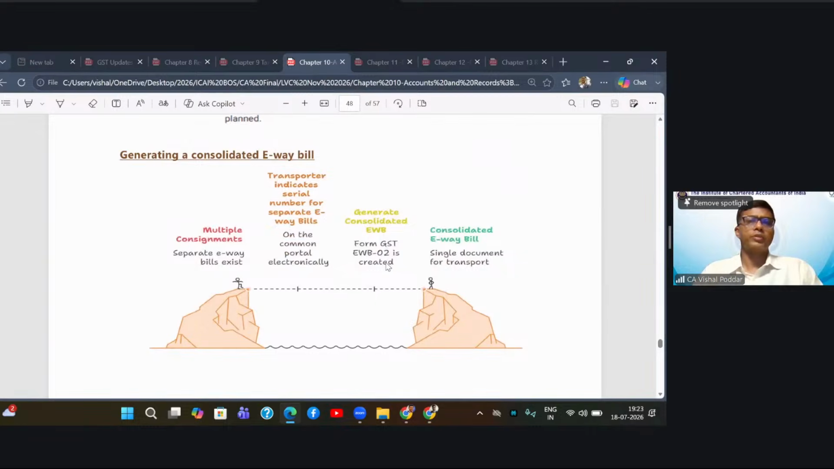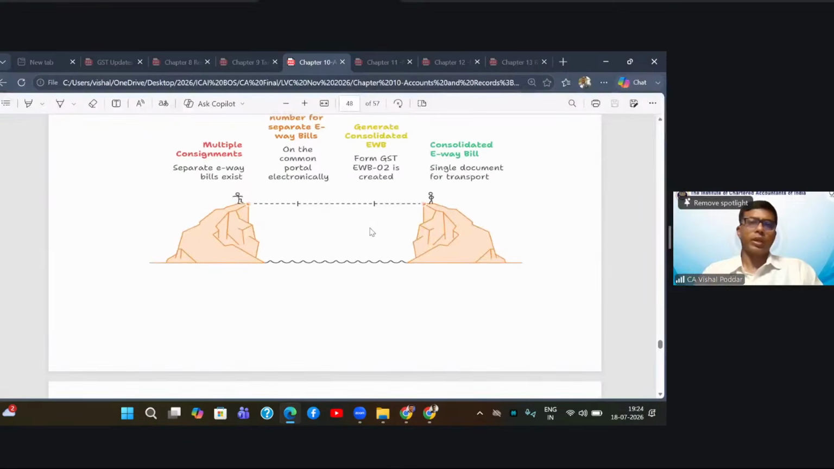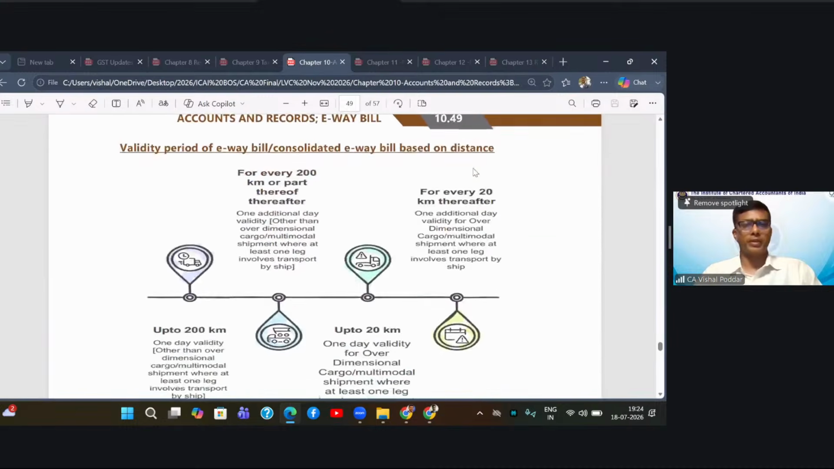Now, generation of a consolidated e-way bill. What is this? Wherever there are multiple consignments, there can be separate e-way bills. Now the transporter indicates the serial numbers of the separate e-way bills on the common portal electronically and generates the consolidated e-way bill in form EWB02. So EWB01 is the form for independent or individual e-way bills, and for consolidated bills it is EWB02. In that case, a single e-way bill will cover multiple consignments.